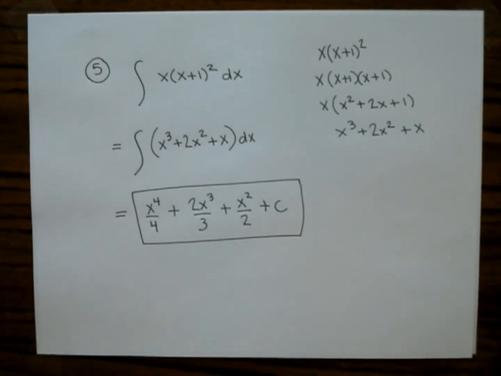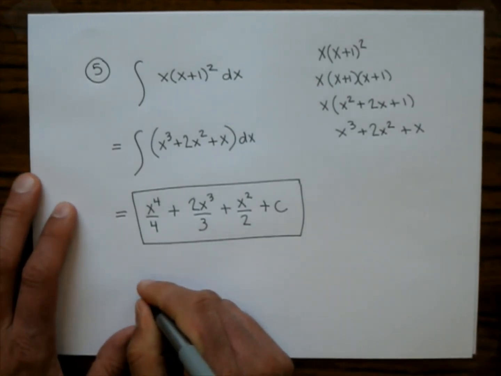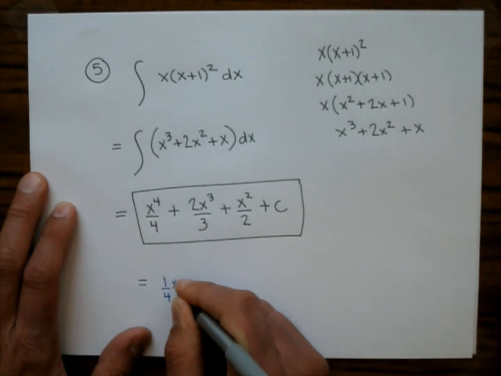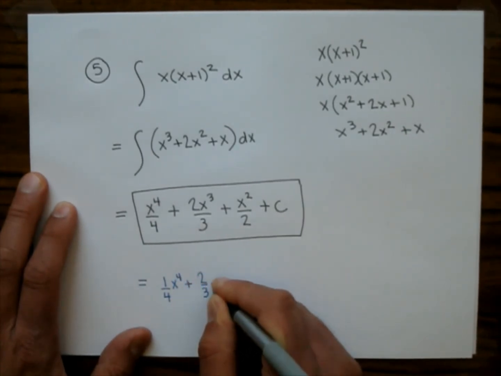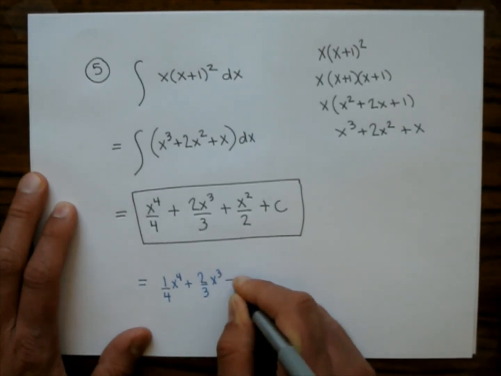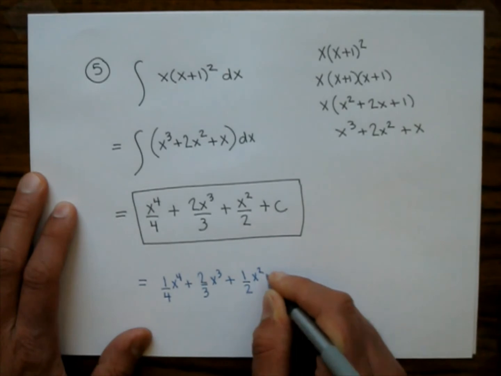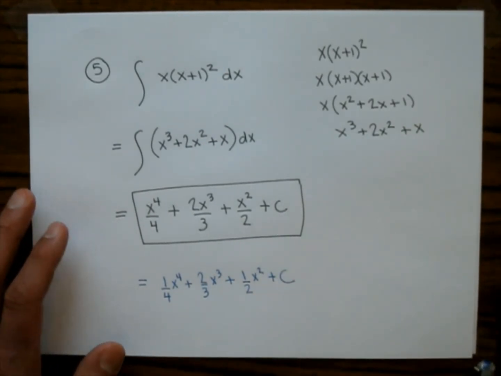Some books, let me just write it in a more positive color than red, will write their answers like this, like 1/4 x to the 4th plus 2/3 x cubed plus 1/2 x squared plus c. So some books will write it this way, and this is acceptable as well.